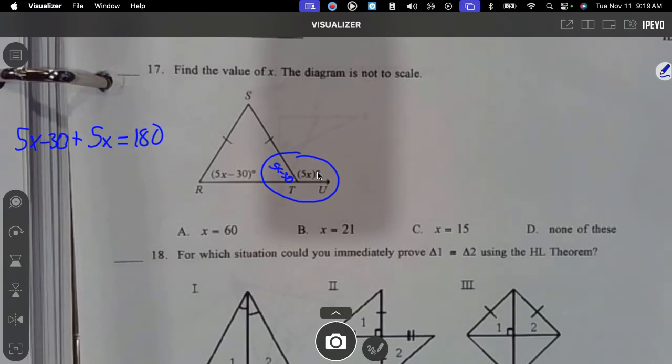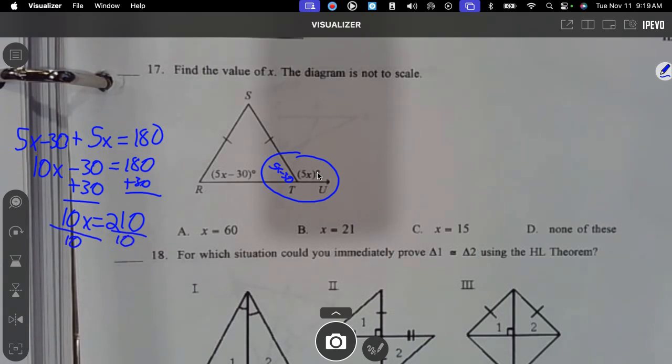Then what do you do to solve? What's 5x plus 5x? 10x minus 30 equals 180. Then what? Add 30. 10x equals what? 210. Then divide by 10. Am I going too fast? I feel like I'm going too fast. And we get 21. Make sure you understand that. I kind of flew through it. I'm going to go back and make sure that's what it wants. It did ask for x. X is 21.